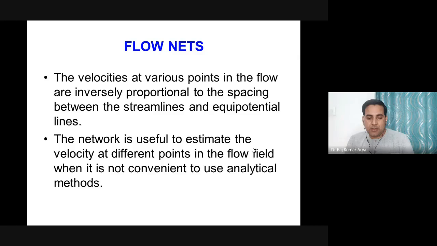The streamlines are drawn by dividing the space between the boundaries into an equal number of flow channels.